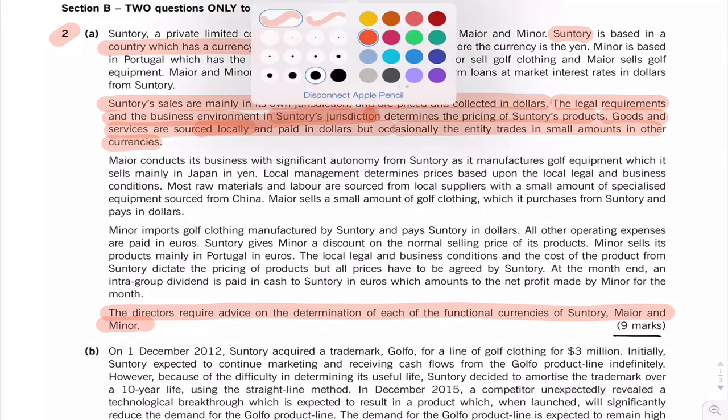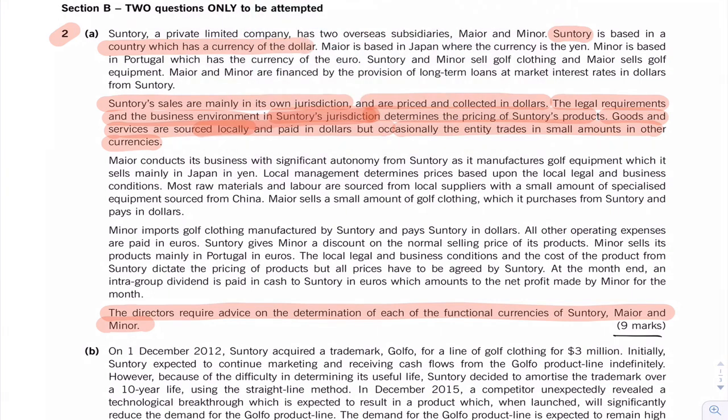Now, let's move on to Mayo. So let's have a read of Mayo then. Mayo is based in Japan, so yen.